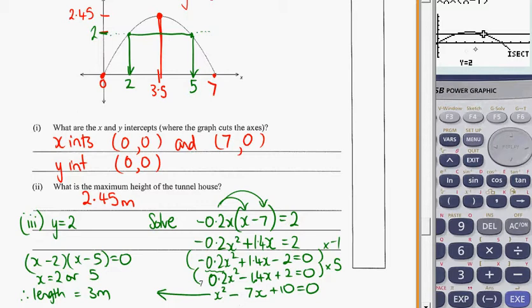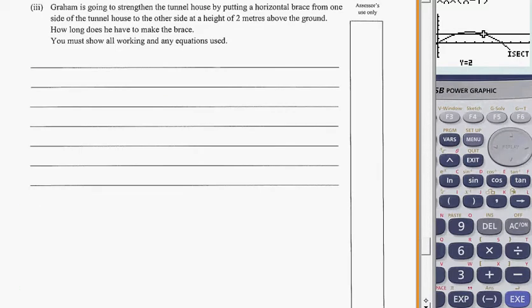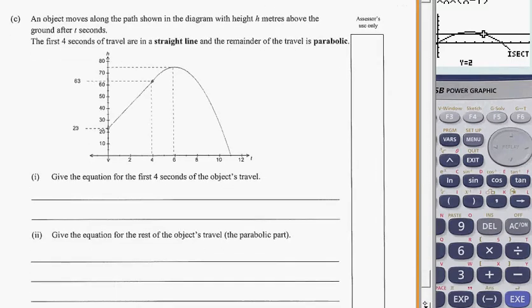You can of course just do it from the graph. A correct answer only would be fine for achieved. So writing up the top there that the length is 3 metres just by using your graph would probably be enough for achieved. Right, have we finished that one? Done that question. One more to go.